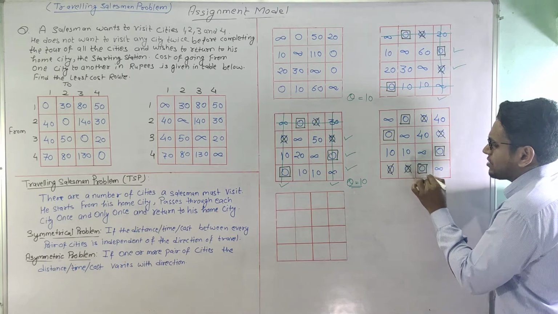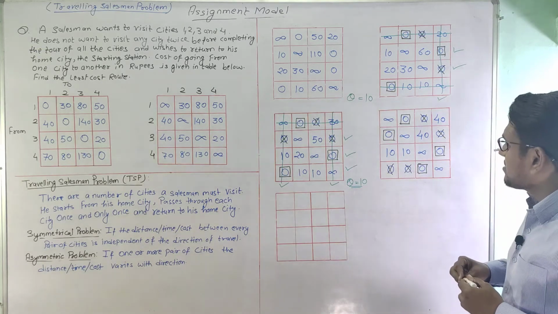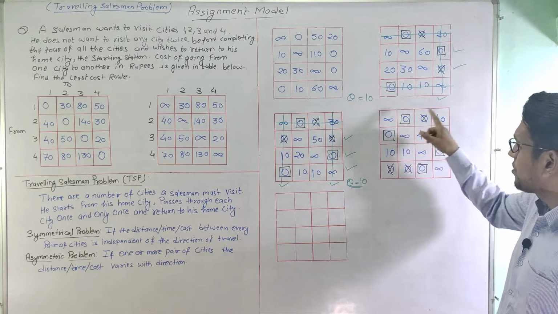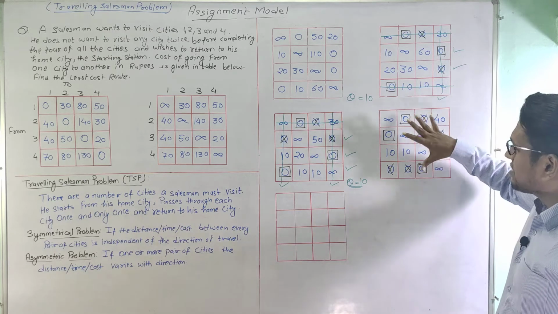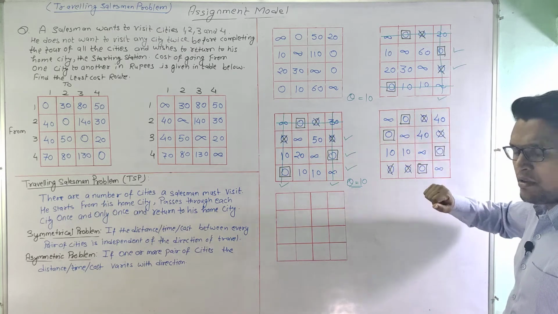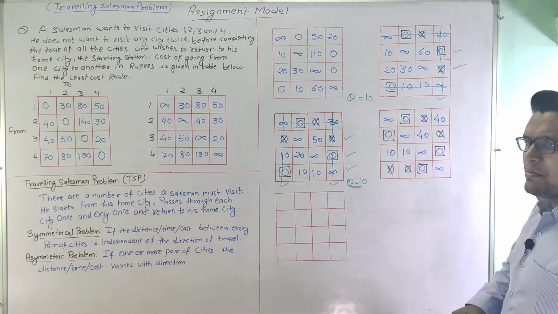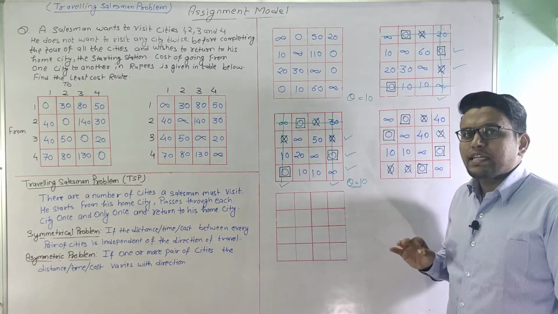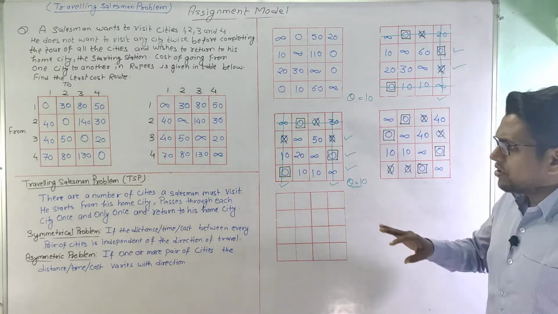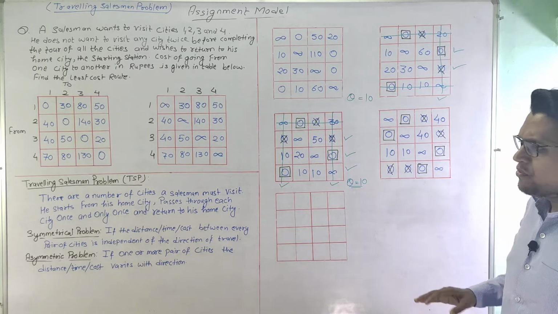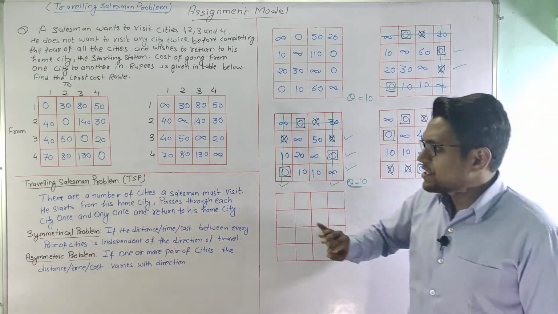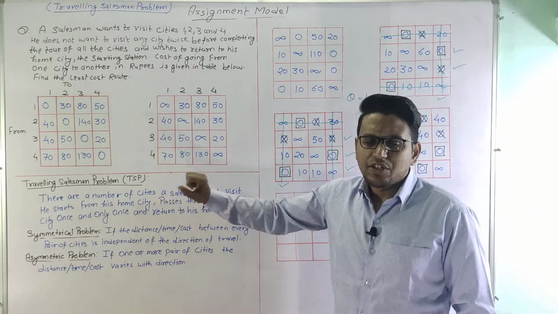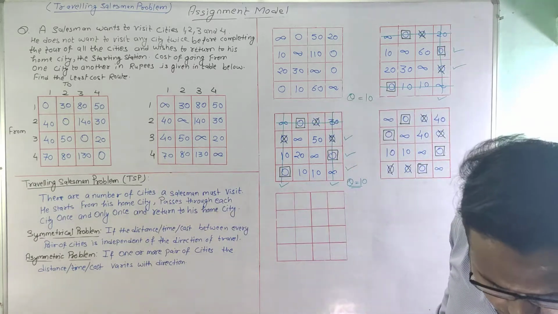So as per the assignment problem, we can see that in a 4 cross 4 matrix we have 4 assignments. That means this solution is optimal. So this solution is optimal according to the assignment problem, but we are solving a traveling salesman problem, so we need to verify whether this optimal solution satisfies the traveling salesman condition or not. So let us see here.